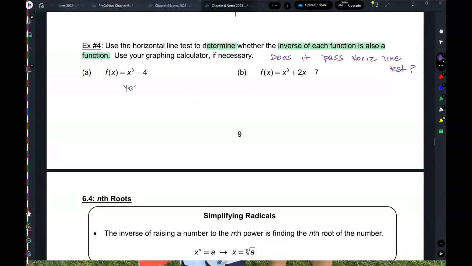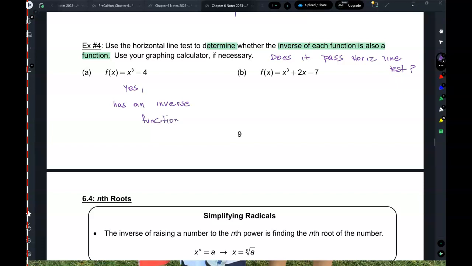So yes, it has an inverse function. No, because the question usually will ask, does it have an inverse function? I'm just writing it so when you write yes in your notes, you know what that yes meant.